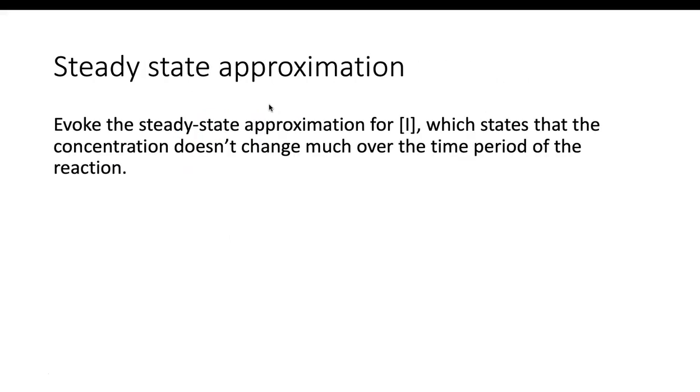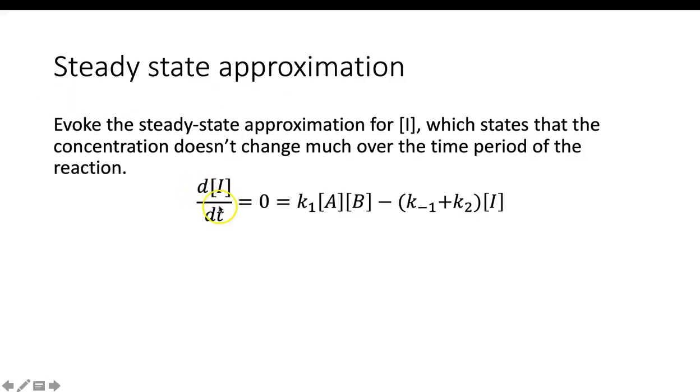So that's when we invoke what we call the steady state approximation. Basically what we're going to do is say that the concentration of the intermediate is not going to change over a large time period of the reaction. And that allows us to take this derivative of the concentration of I with respect to t and set it equal to 0. So if it's not changing, we have a rate of 0.